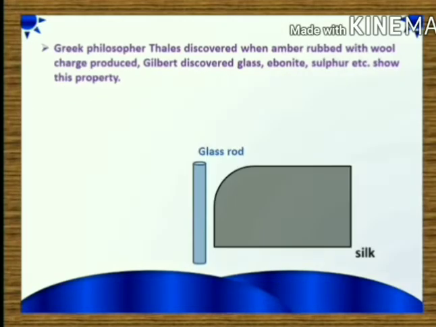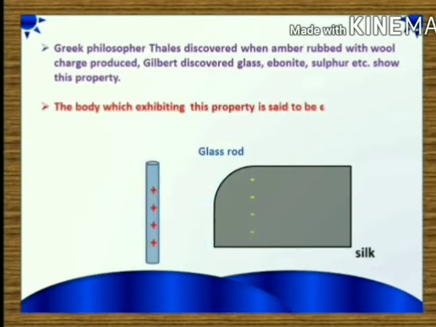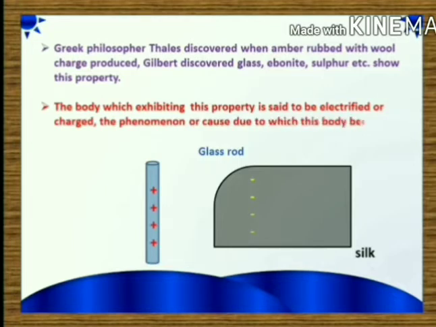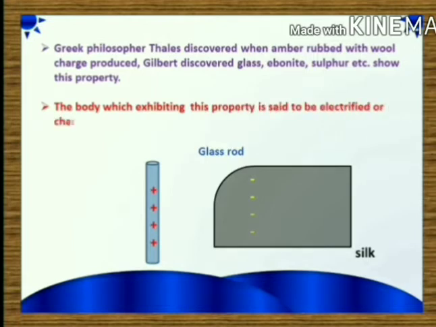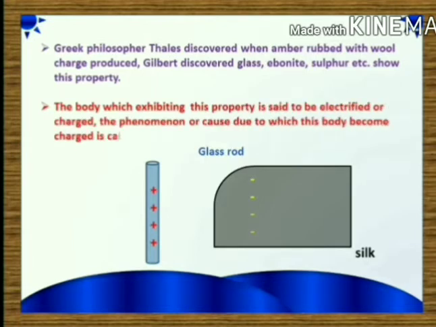If you see here, there is a glass rod and a silk cloth. Now what I am doing is rubbing the glass rod with the silk cloth. You can observe the glass rod is accumulated with positive charge and the silk cloth with negative charge. The body which exhibits this property of accumulating charges on its surface is said to be electrified, or charged. The phenomenon of producing these charges, or the cause due to which a body becomes electrified, is called electricity.